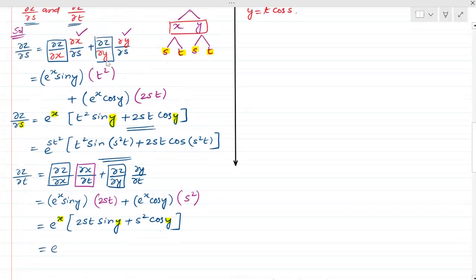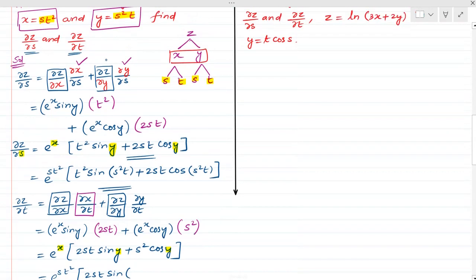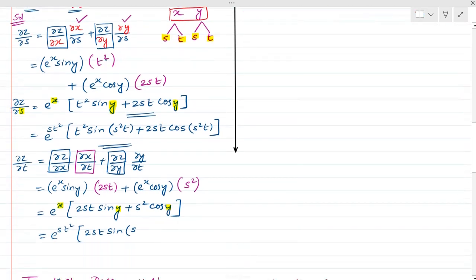e to the power x value is what? s square t. s square t, 2st is the same. Sine y, what is y? s square t. s square t plus s square cosine s square t. So this is the final answer, it is dou z over dou t. At the last, you have to replace x and y by s and t. That's it.